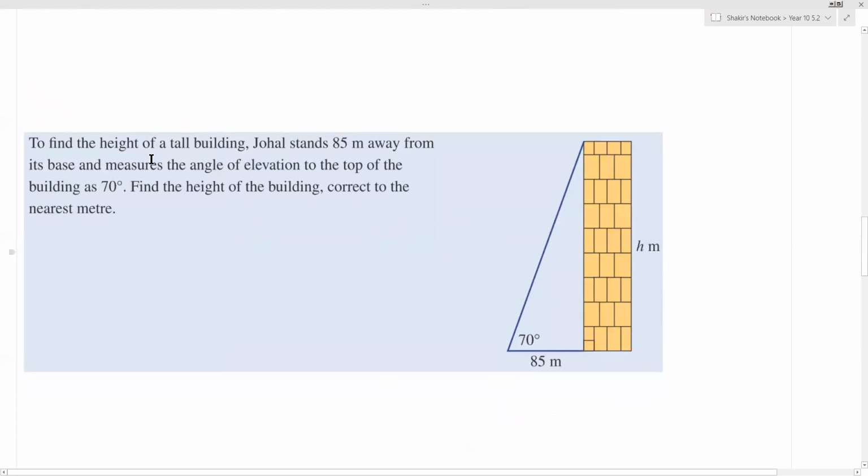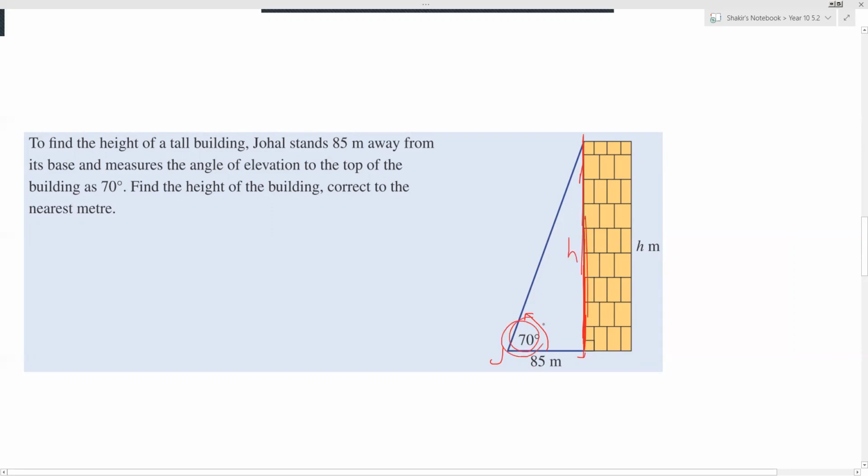To find the height of a building, Jahal stands 85 meters away. That's the building, and Jahal is 85 meters away from its base and measures the angle of elevation to the top of the building. The angle of elevation means that Jahal is looking up at the building, and it's 70 degrees. Find the height of the building. So that's the triangle we're dealing with: 70 degrees, 85 meters. We're trying to find h in this triangle.